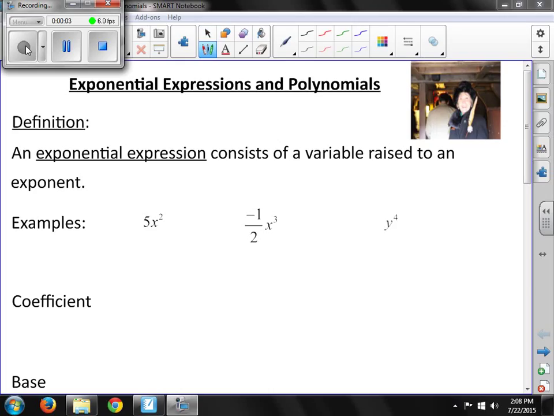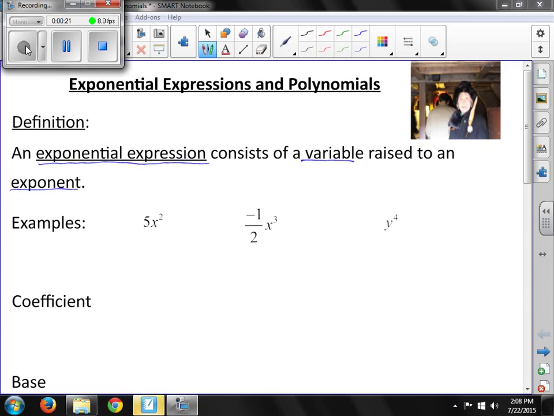In this video, we'll talk about exponential expressions and polynomials. Let's start off with the definition. An exponential expression consists of a variable raised to an exponent. So let's look at some examples of exponential expressions.